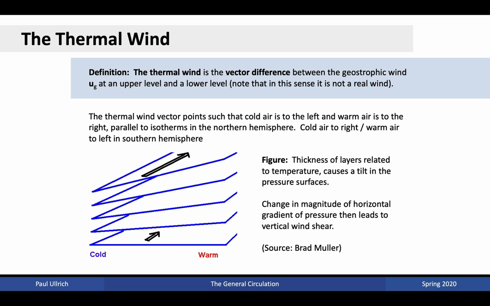Specifically, we know that the thermal wind points such that cold air is always to the left of the thermal wind, and warm air is to the right. Consequently, the thermal wind vector points parallel to isotherms, or lines of constant temperature.